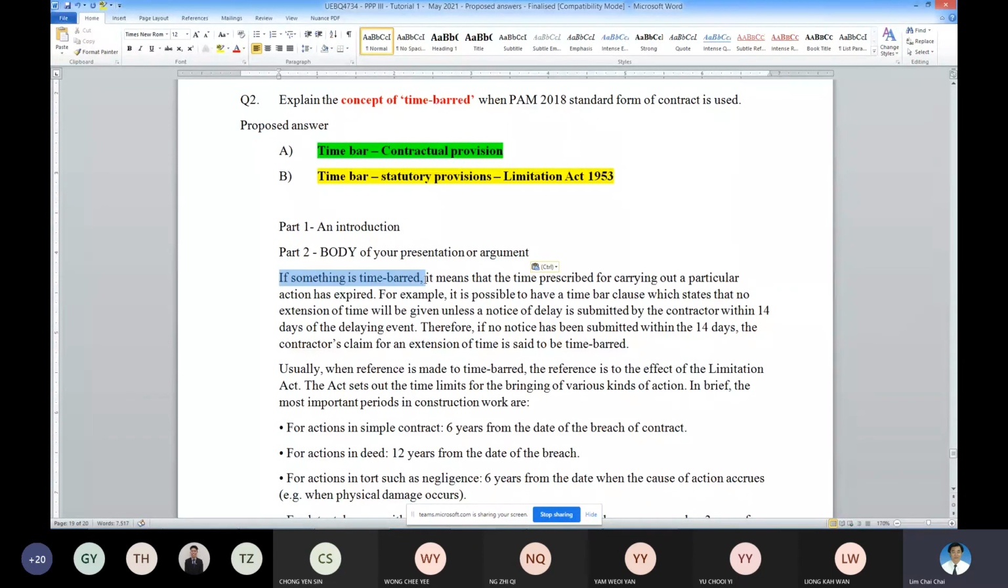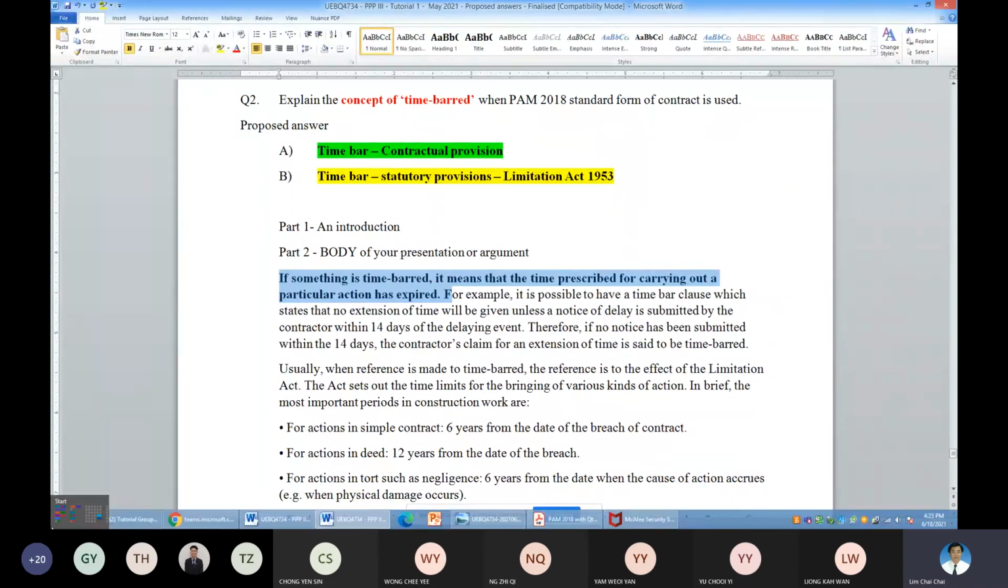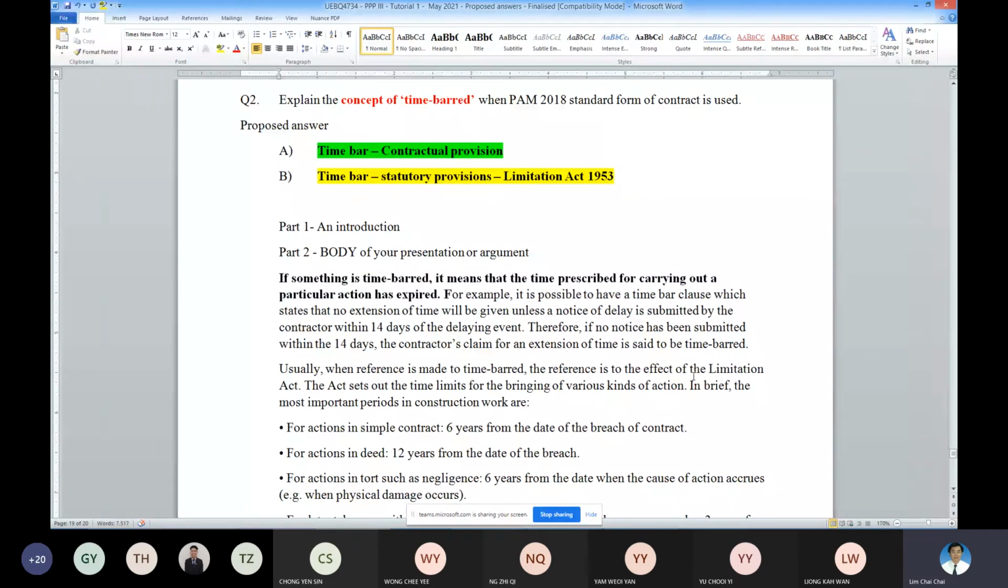Time bar means if that period is expired, then your rights are expired. It means that the time prescribed for carrying out a particular action has expired. This is called time bar. Generally under the 1953 Limitation Act, for a simple contract, it is 6 years from the date of the breach of contract. For a special contract, it is 12 years from the date of the breach of the contract. That is the time bar under your so-called normal contract, and then this is for special contract.